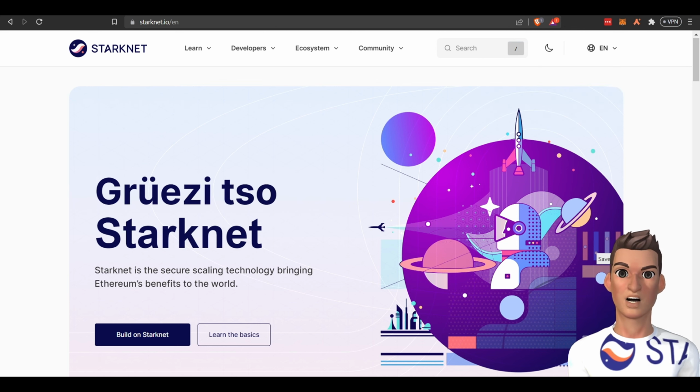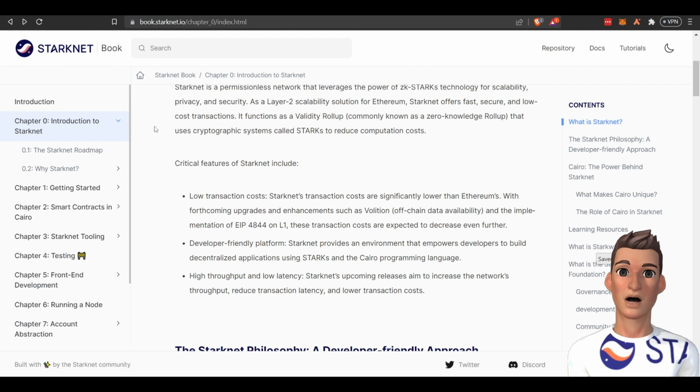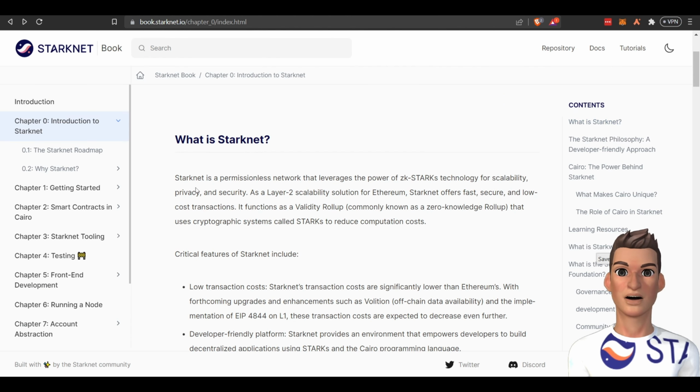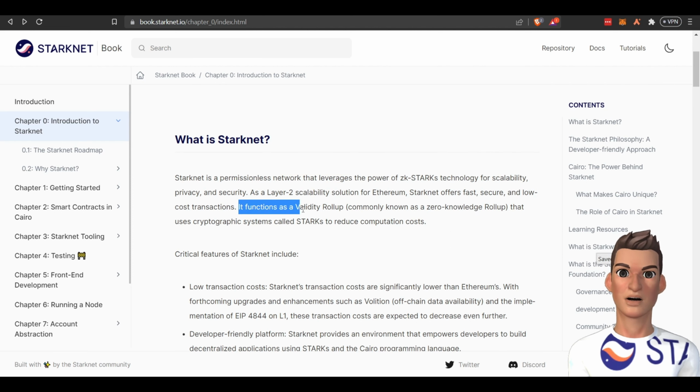With the recent Arbitrum airdrop, they rewarded users for bridging assets and conducting transactions in distinctive months on different smart contracts. So if we look at this project, what is Starknet? Well, they are a layer two decentralized network that leverages the power of this ZK Starks technology for scalability. ZK Starks allow blockchains to move these computations off chain, off of Ethereum, to verify the integrity. And it functions as a validity rollup, commonly known as a zero knowledge rollup.